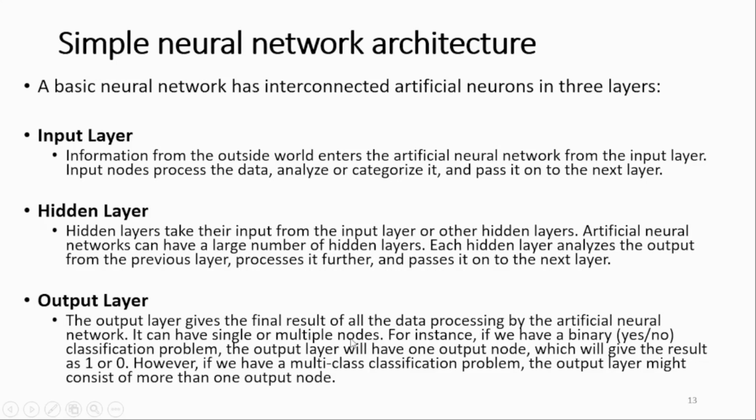If there is a binary problem, then obviously it will give us a 0 or 1, and if it is a multi-class problem, then the output may be in different classes. For instance, if we have a binary yes/no classification problem, the output layer will have one output node which will give the result 1 or 0. However, if we have a multi-class classification problem, the output layer might consist of more than one output node.